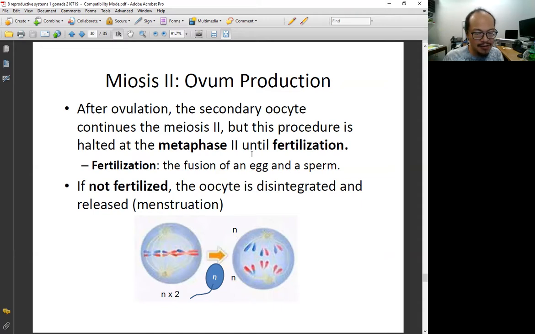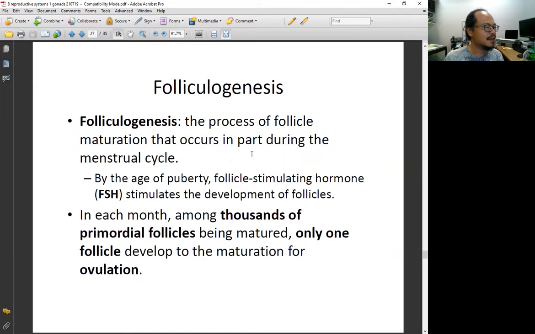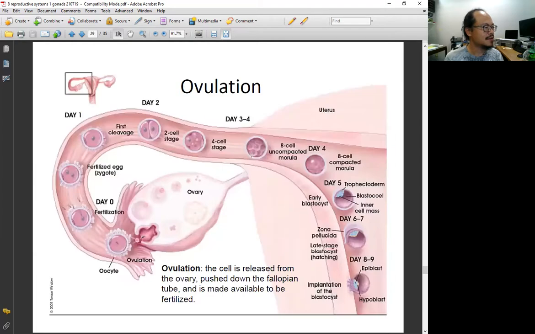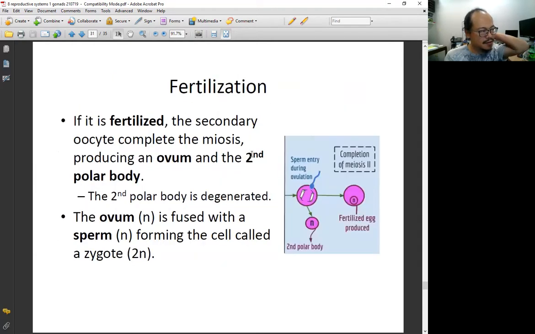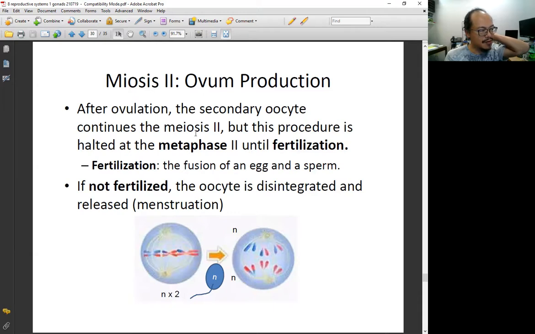If there's no fertilization, then it will not continue with meiosis. It will basically just disintegrate and be released, leading to the menstruation. So if there's no fertilization, it will be released and cause the menstruation.